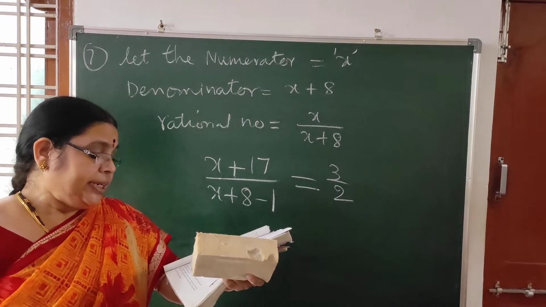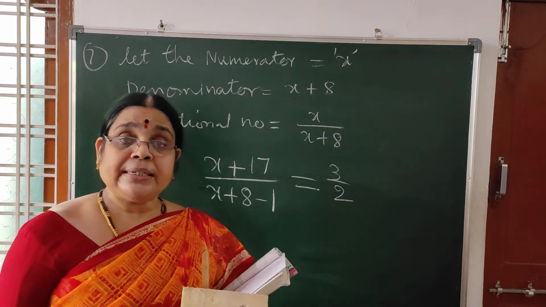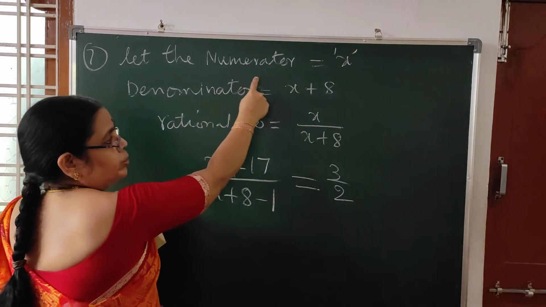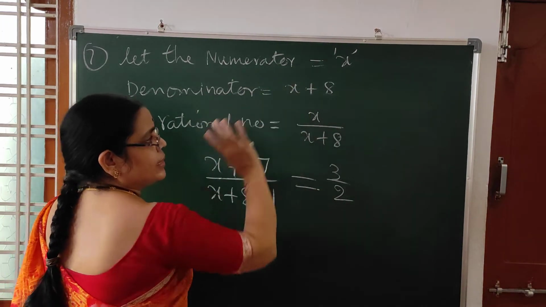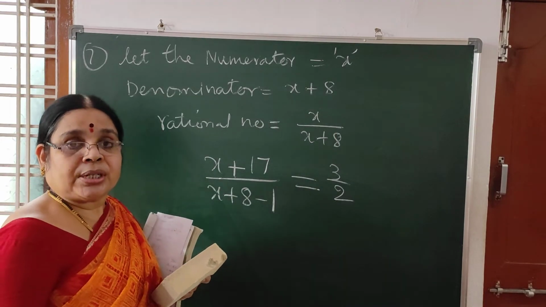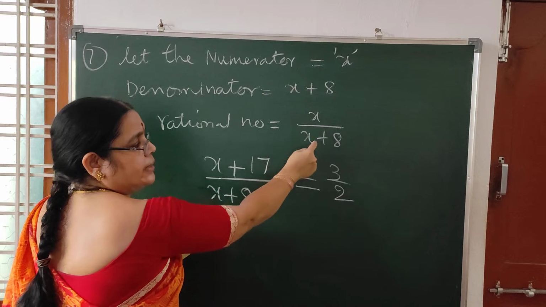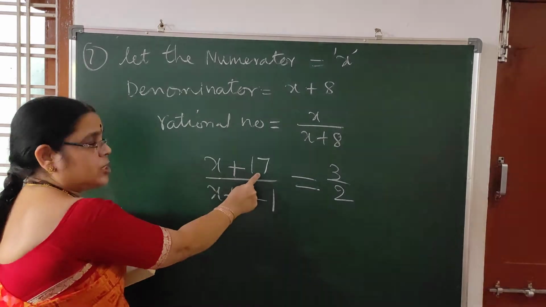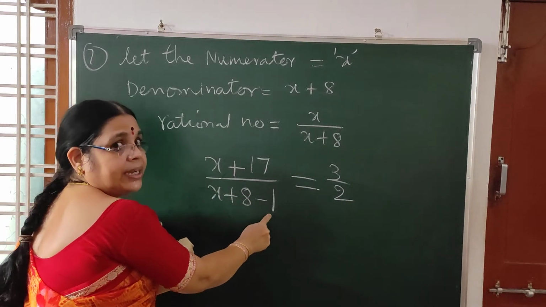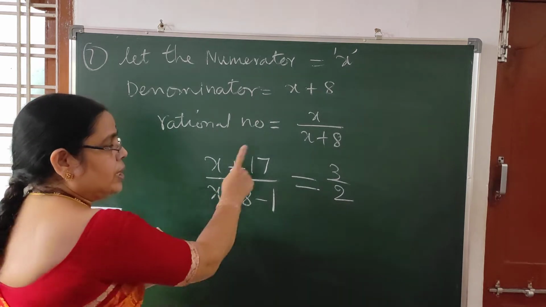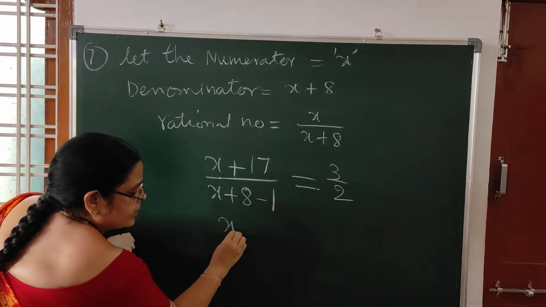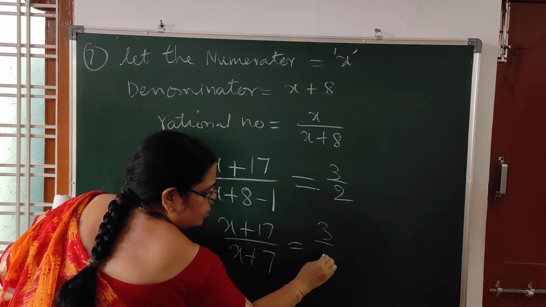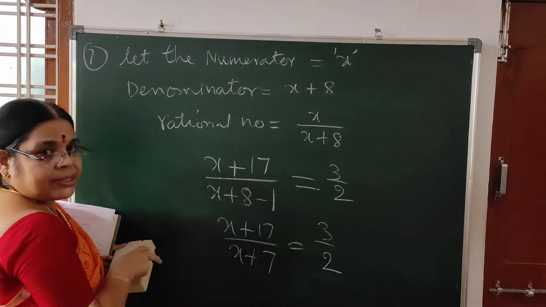So the denominator of a rational number is greater than its numerator by 8. So let the numerator be x, then the denominator becomes x plus 8. It is a rational number, so the number is numerator by denominator. A condition is given: the numerator is increased by 17 and the denominator is decreased by 1, so that you will get 3/2. Now I am going to solve this equation. (x plus 17) by (x plus 7) is equal to 3/2, since 8 minus 1 becomes 7.